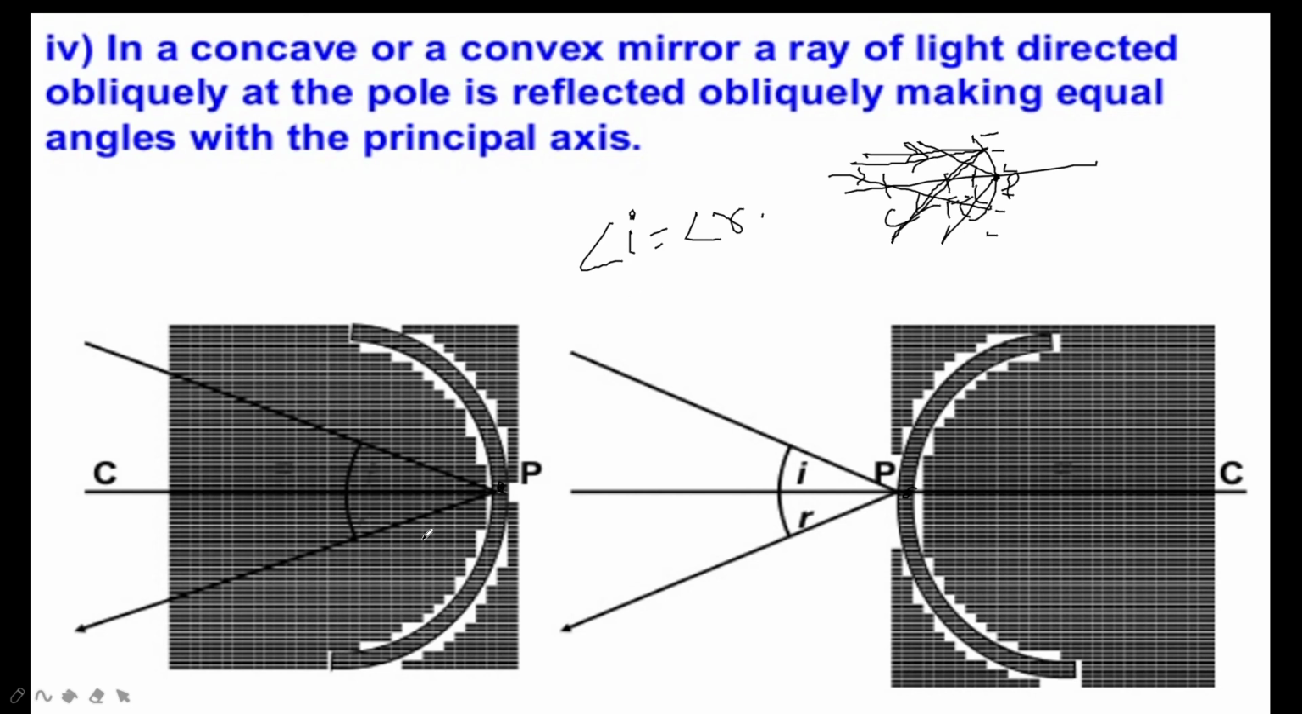By using these four rules, tomorrow we are going to discuss the formation of images by a concave mirror and a convex mirror. If you have any doubts, you can ask in the comment section, so that I'll take those doubts in the next session.